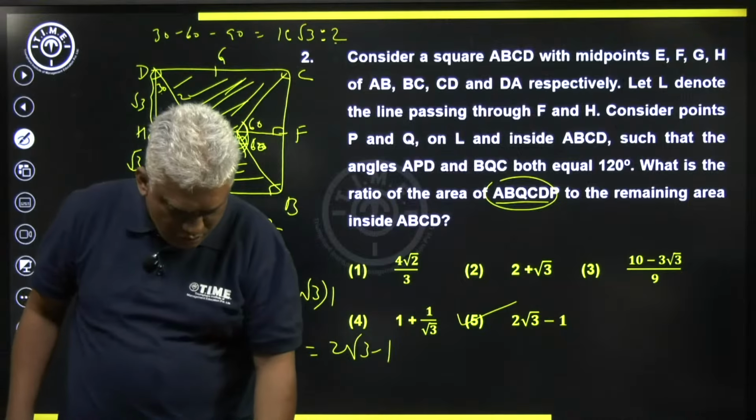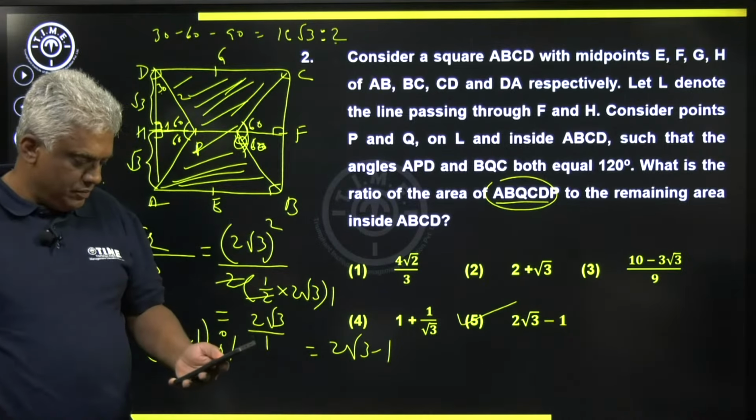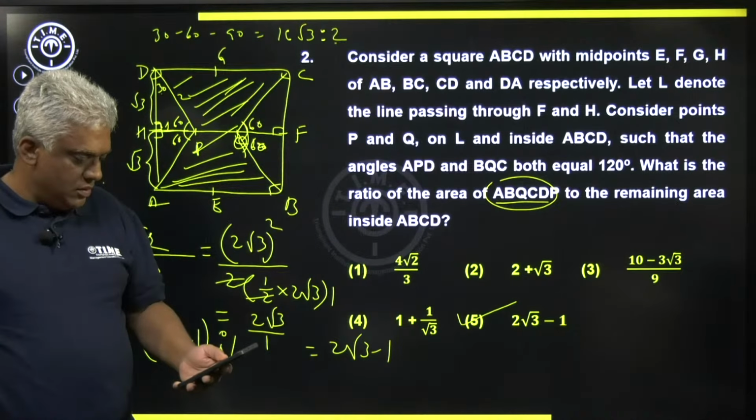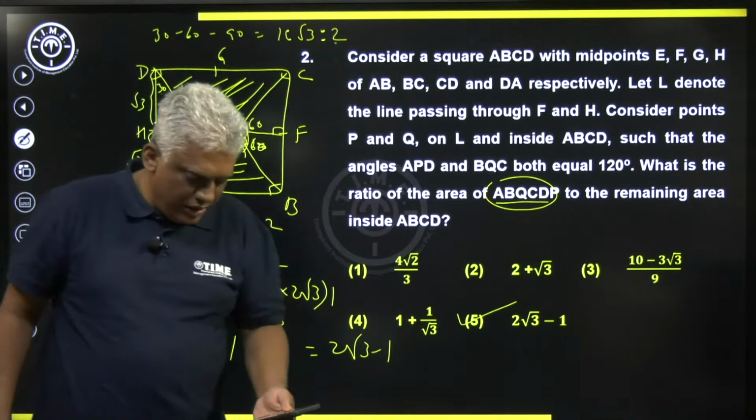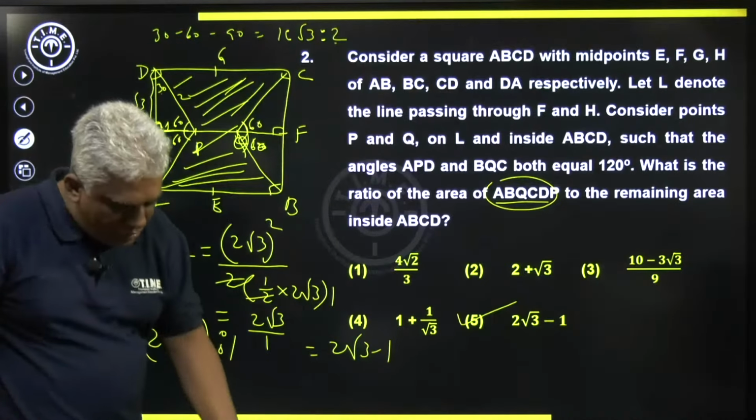I hope this is clear to everyone. Guys, any doubt here? Is it clear to all of you? Dhruv, okay, what is the doubt? Did you get the 30, 60, 90 concept?